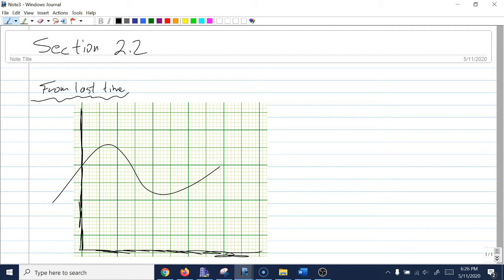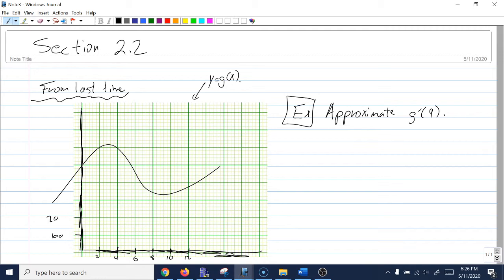Let's call this g of x, and let's say they told us to approximate g prime of 9. Let's go 2, 4, 6, 8, 10, 12, and just to make life difficult, let's use different units on the y-axis. The x-axis is counted by 2s, and the y-axis is going to count by hundreds. And they're telling us to approximate g prime of 9. We want to know what the derivative is at 9.